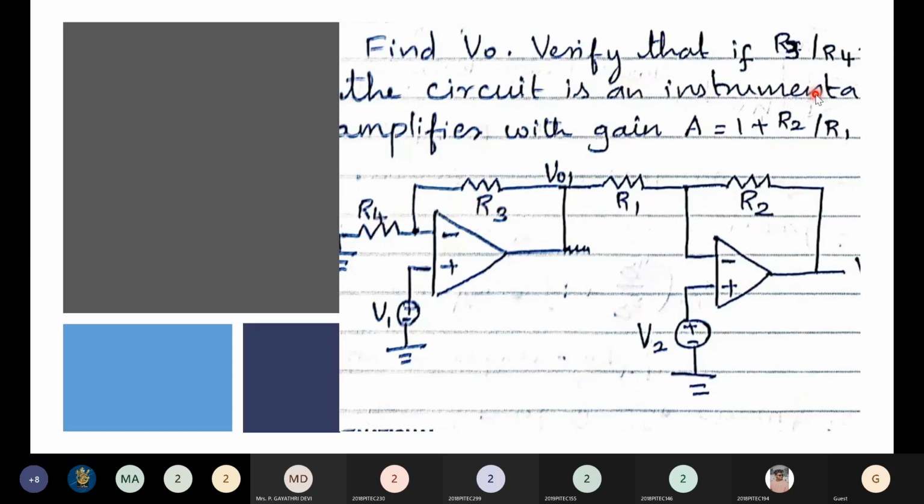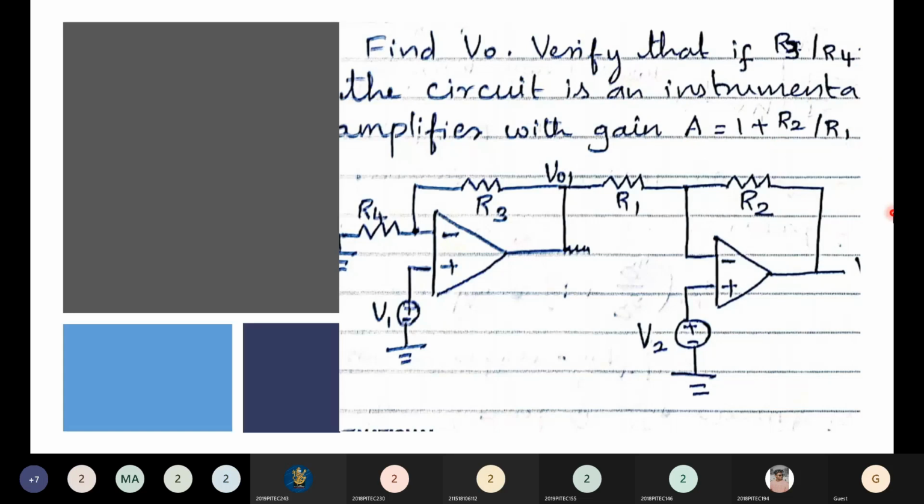Then the circuit is an instrumentation amplifier with gain 1 plus R2 by R1. Okay, so if these two resistor ratios are equal, we have to prove the given circuit will act as an instrumentation amplifier. So how will you prove a circuit will act as an instrumentation amplifier? It has to satisfy the expression of an instrumentation amplifier. The gain of the instrumentation amplifier is 1 plus R2 by R1. So output should be this much times the input. Okay.